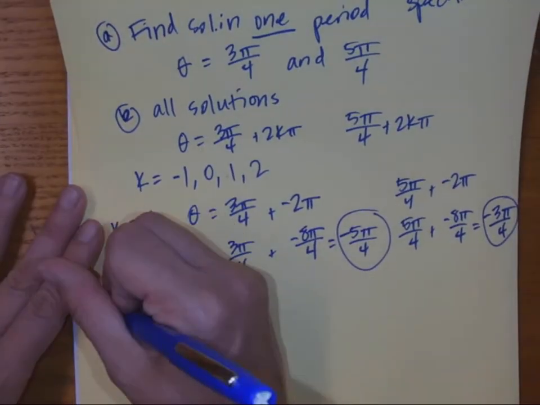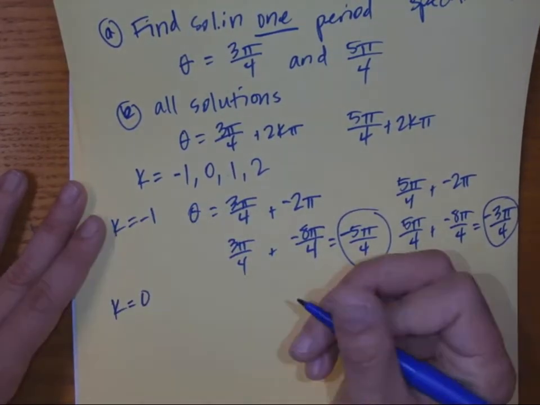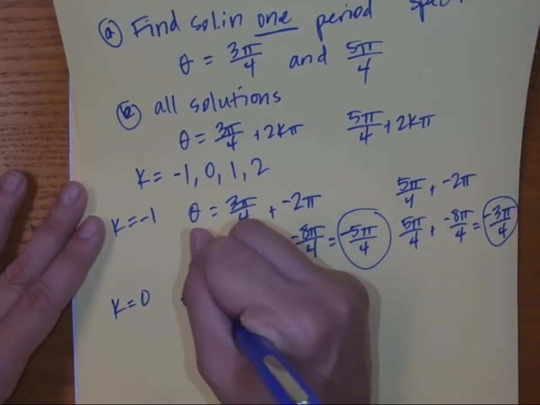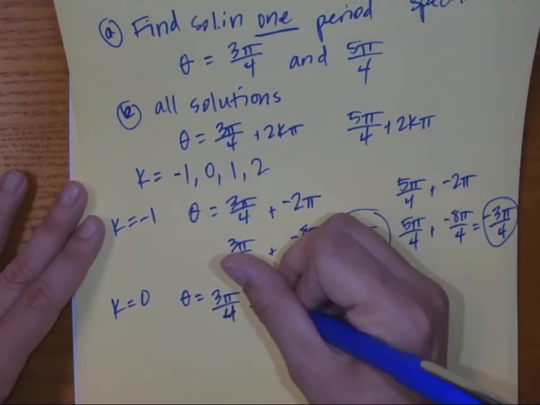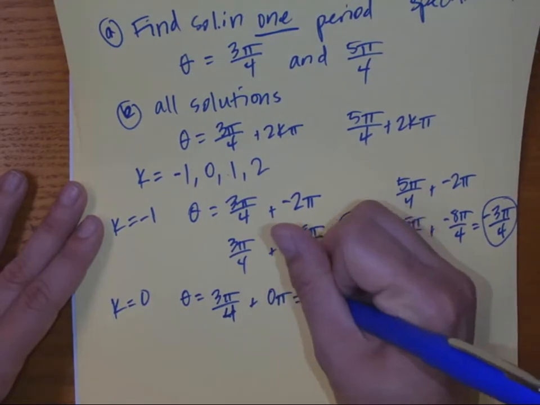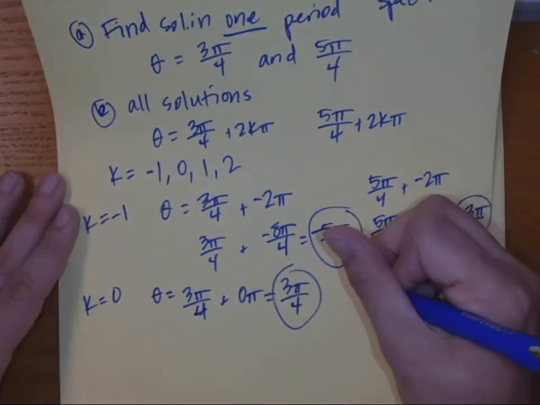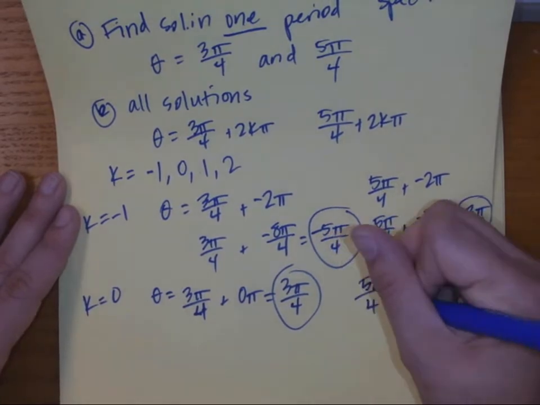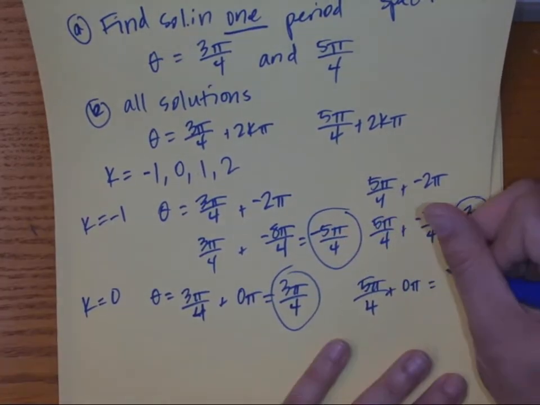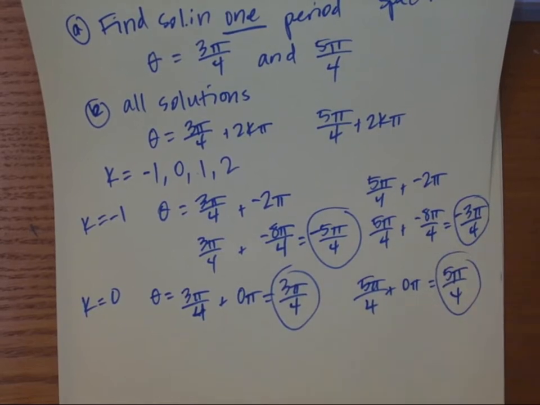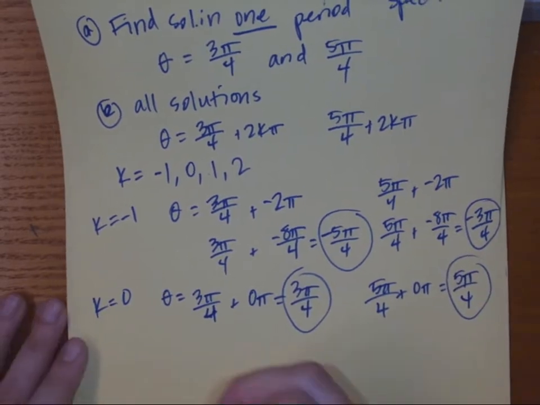Now let's plug in k equals 0. This is the easiest one to do. So we have 3 pi over 4 plus 2 times 0 is 0. So it's just 3 pi over 4. Same thing for 5 pi over 4: 5 pi over 4 plus 0 pi just gives me 5 pi over 4. So I have 1, 2, 3, 4 solutions now. Let me get 4 more.